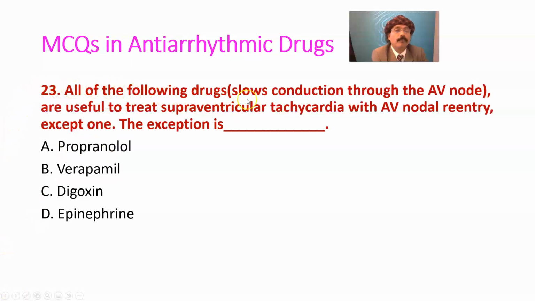Number 23. All of the following drugs that slow conduction through the AV node are useful to treat supraventricular tachycardia with AV nodal reentry except one. The exception is what? Propranolol, verapamil, digoxin, epinephrine. Epinephrine should not be used. It may be used only in case of ventricular fibrillation, not supraventricular tachycardia with AV nodal reentry. So this is the exception, that is the answer to our question. All the others may be useful in the management of supraventricular tachycardia with AV nodal reentry.